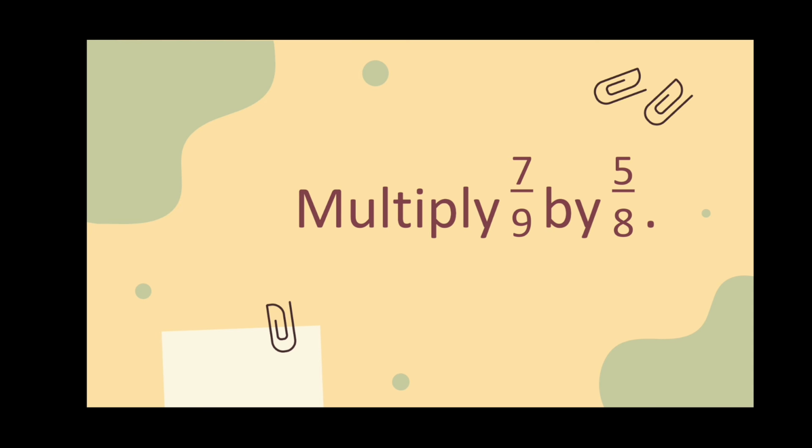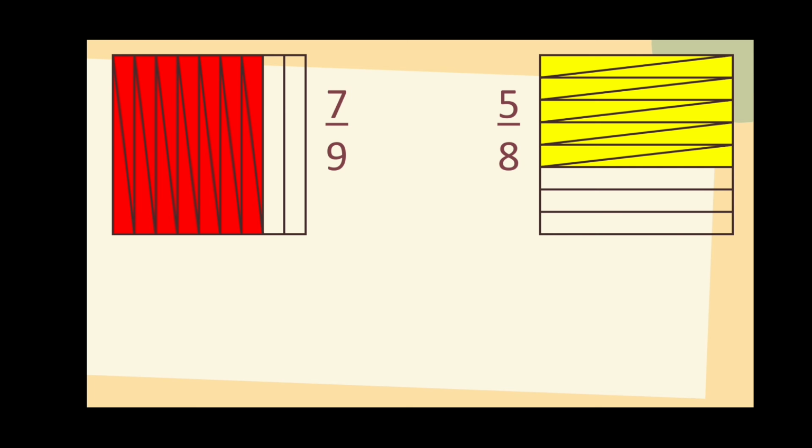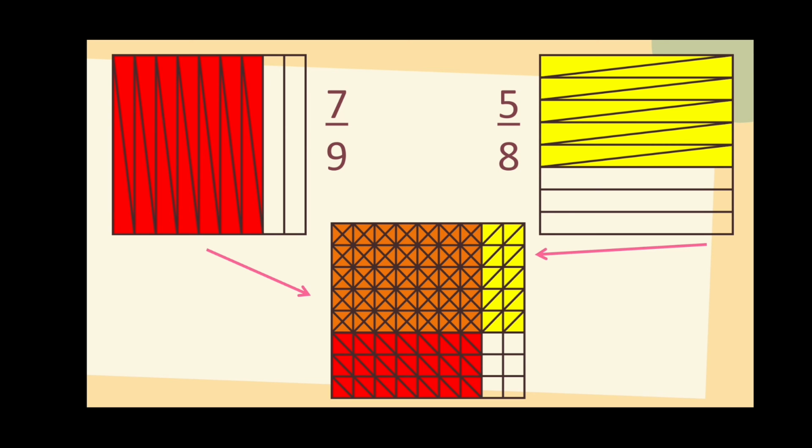Next, multiply 7/9 by 5/8. So, same thing pa rin. Mag-visualize tayo ng fractions. So, for 7/9, it's this one. So, red siya and then naka-vertical. And for 5/8, naka-horizontal and then yellow. So, same pa rin ang kanilang size and shape. Now, i-combine naman natin ang dalawang illustrations. So, ganito na siya. Yan.